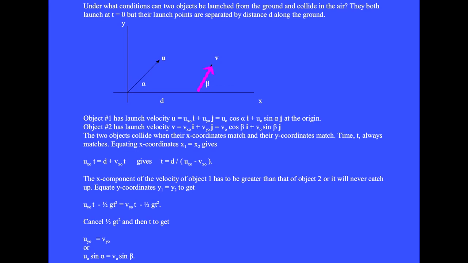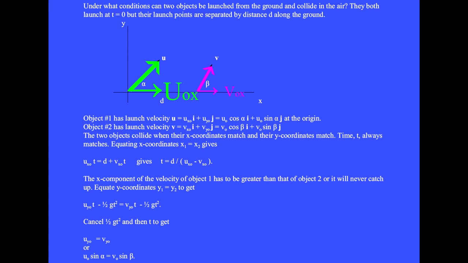Object number 2 has launch velocity vector v equals vx0 i-hat plus vy0 j-hat equals v0 cosine beta i-hat plus v0 sine beta j-hat. The two objects collide when their x-coordinates match and their y-coordinates match. Time t always matches. Equating x-coordinates, x1 equals x2, gives ux0 t equals d plus vx0 t. Solving for t, we get d divided by ux0 minus vx0. The x component of the velocity of object 1 has to be greater than that of object 2, or it will never catch up.